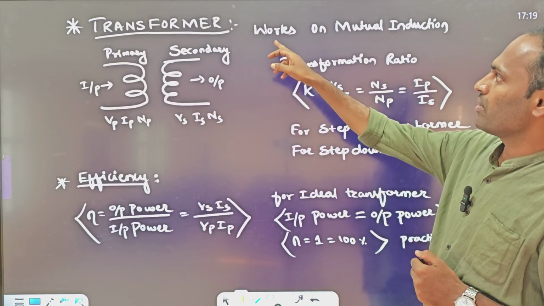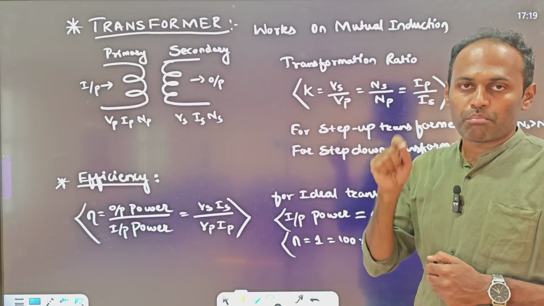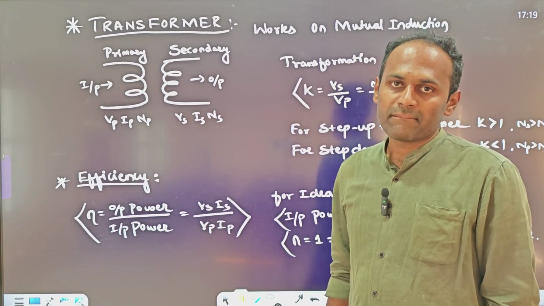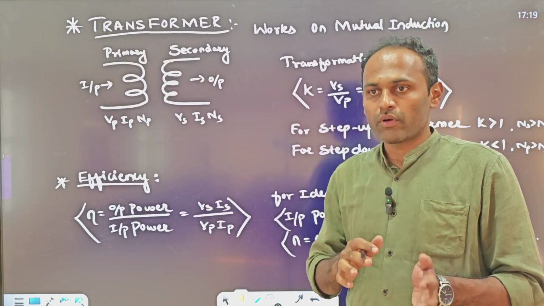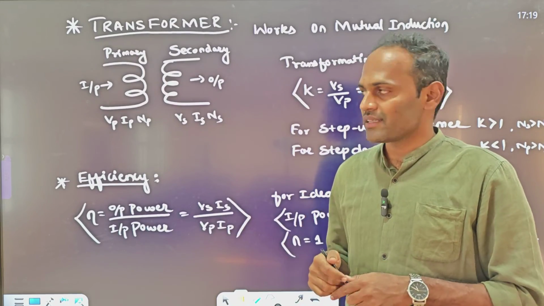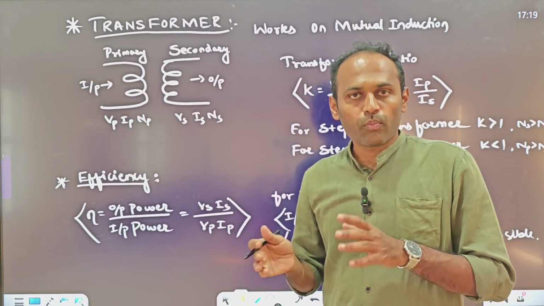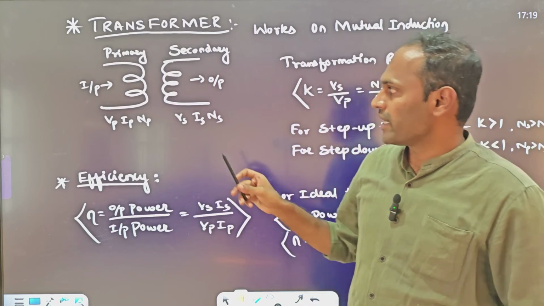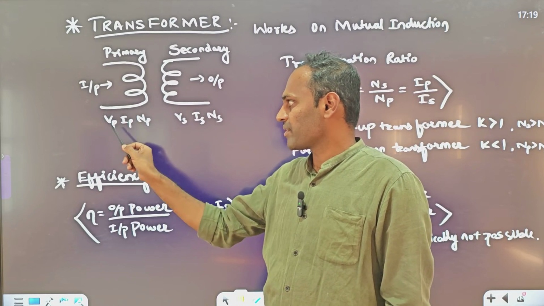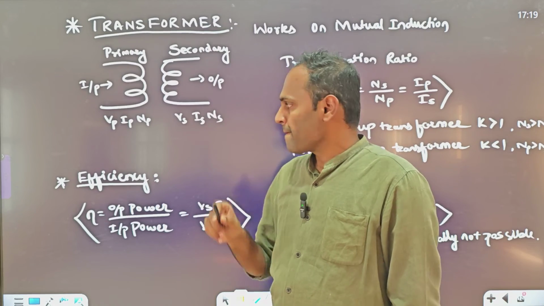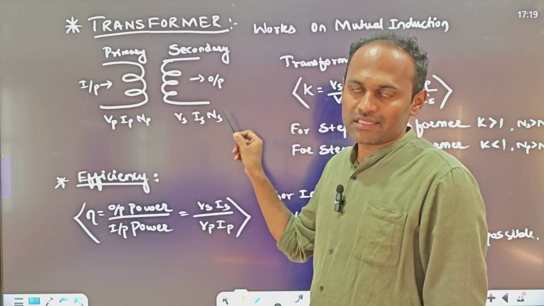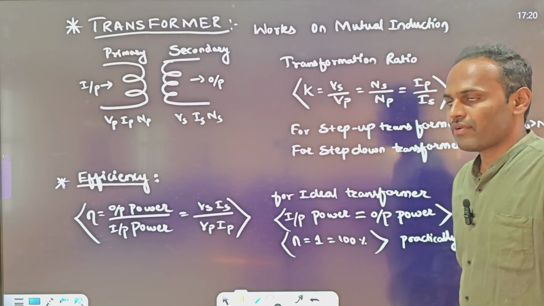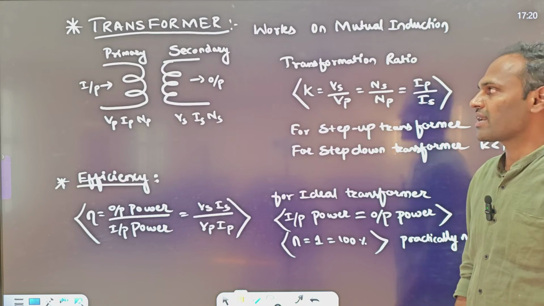We know very well, transformer works on the principle of mutual inductance. In mutual induction there must be two coils. So here there are two coils, primary and secondary. Whatever you say as input voltage, input current, input power, that is all related to primary. Output current, output voltage, output power, that is all related to secondary. Right? So the voltage, current and number of turns in primary are represented by Vp, Ip and Np. The voltage, current and number of turns in the secondary are called Vs, Is and Ns. Okay, so these are the values related to the primary and secondary coils of the transformer.